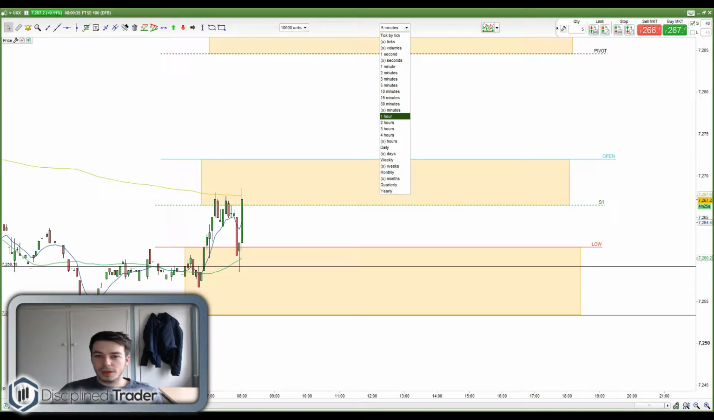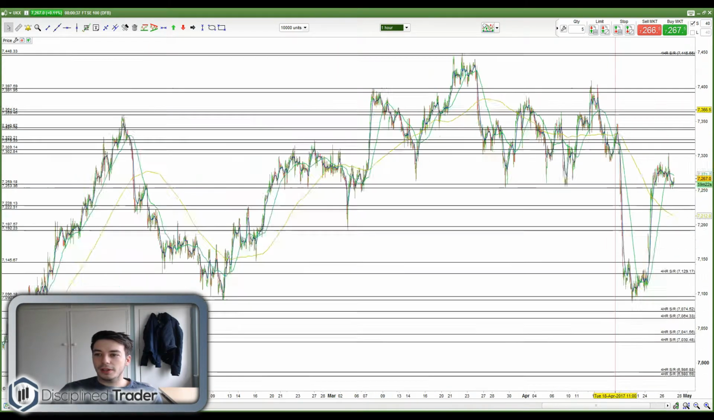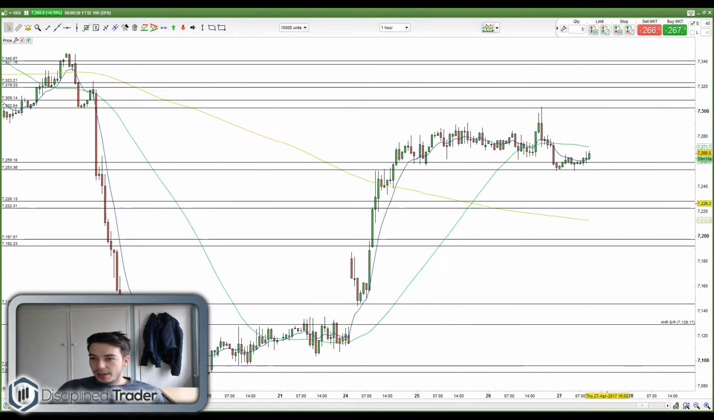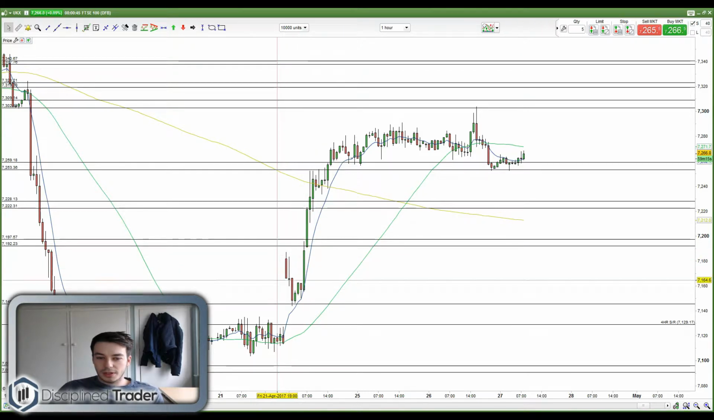I'm just going to jump out to an hourly chart to show you what I was talking about earlier. So this is this week. As you can see, this was the open this week. This is off the back of the French elections. So we had a run up.